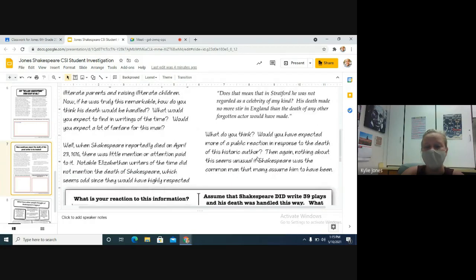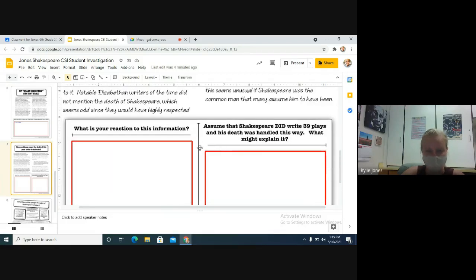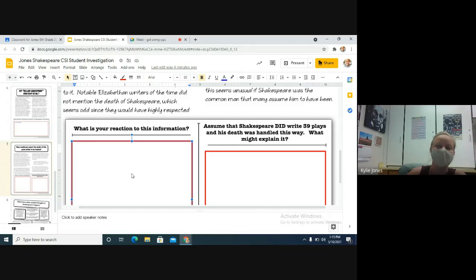So what do you think? Would you have expected more of a public reaction in response to the death of this historic author? But then again, nothing about this seems unusual if Shakespeare was just the common man that many people assume him to have been. So, the first question is, what's your reaction to this information, just in general? What is your reaction to this information about people not really knowing about his death?